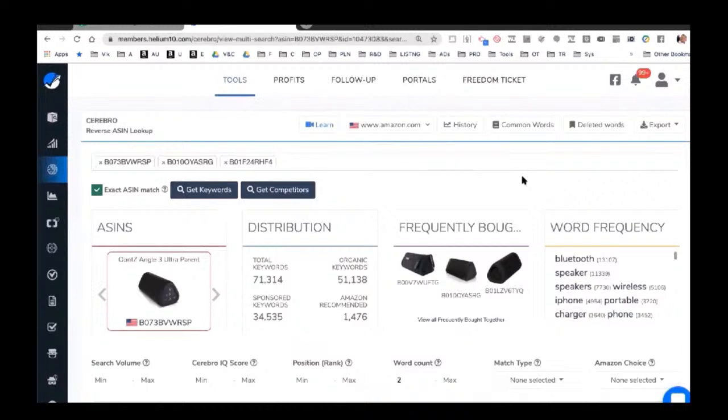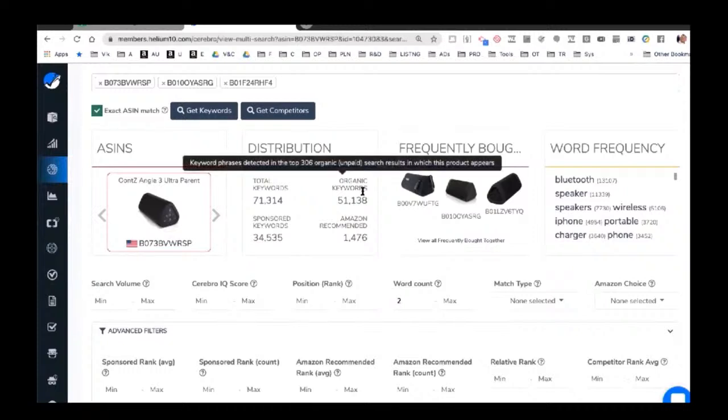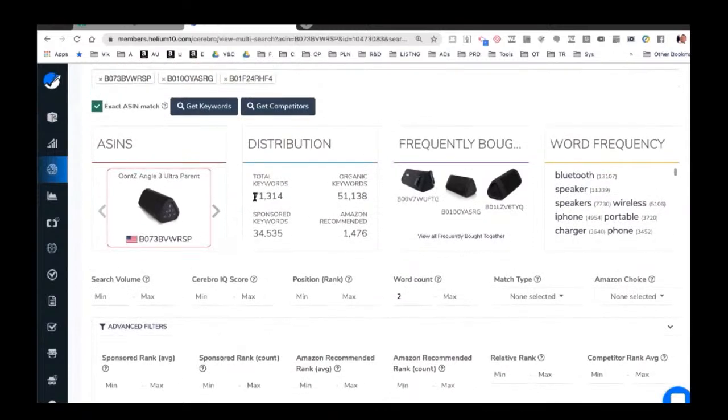We are looking at our close competitors. We're putting these competitors into this tool, and this tool will tell us what keywords these products are ranking for. I'm just giving you a random example here with some Bluetooth speakers, which is actually funny. They have 71,300 total keywords. It's insane. It's just crazy, right?